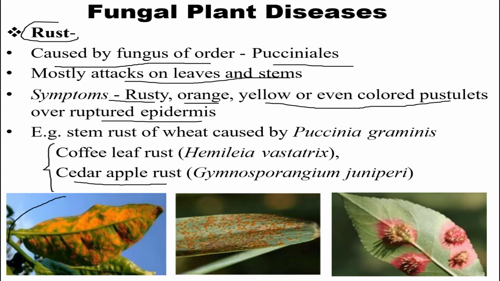So here are some pictures for rust, as you can see. These cause browning on the leaves or presence of orange pink patches on the leaf. So this was about rust.